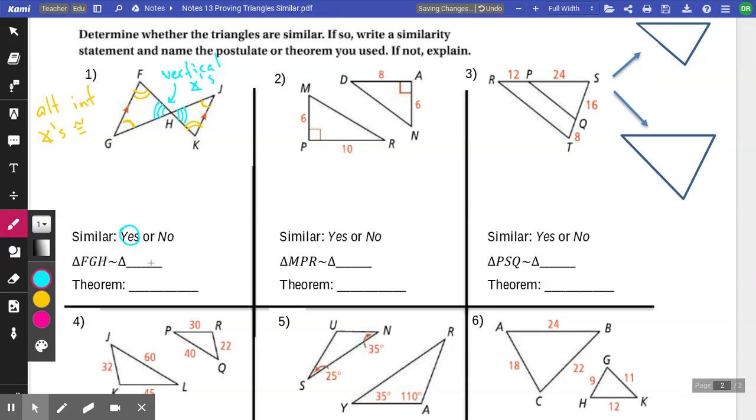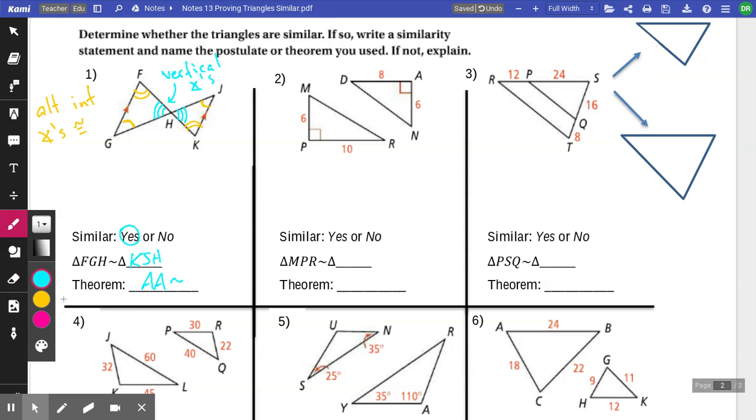The triangles are similar, and we can see it's FGH, which would correspond to KJH, because the order describes which angles are congruent, and the theorem is angle. Even though we showed all three pairs of angles, the requirement is just show two pairs, and that's good enough.